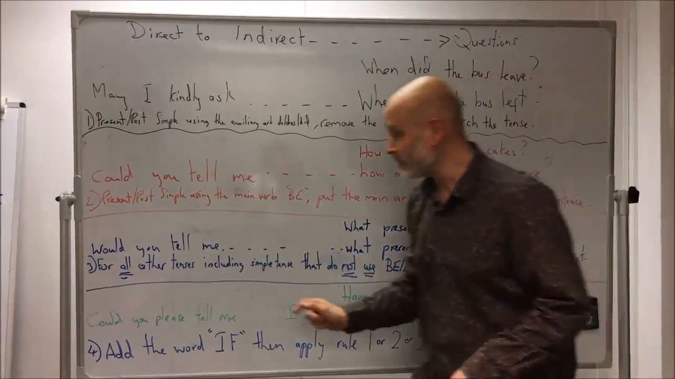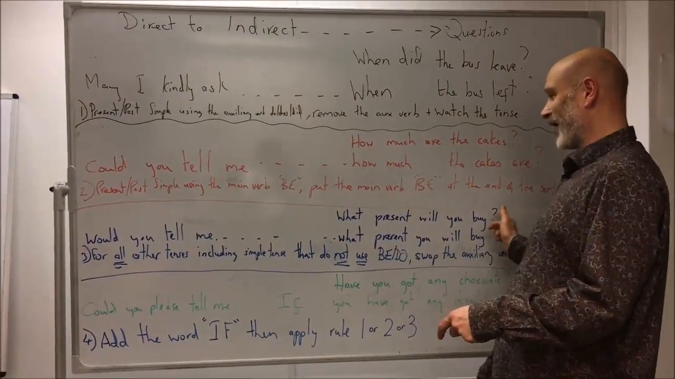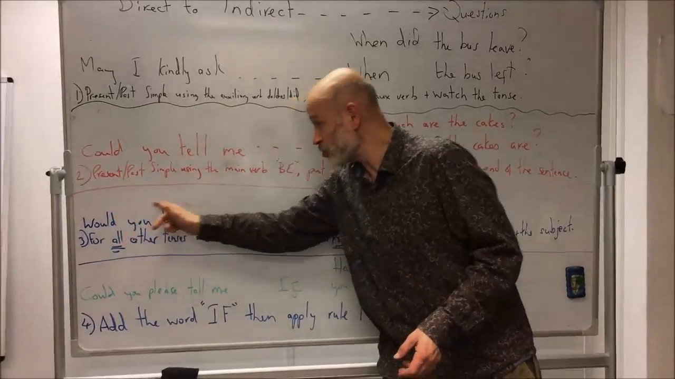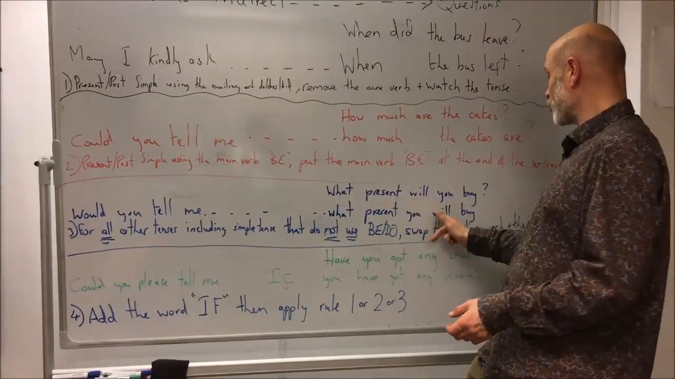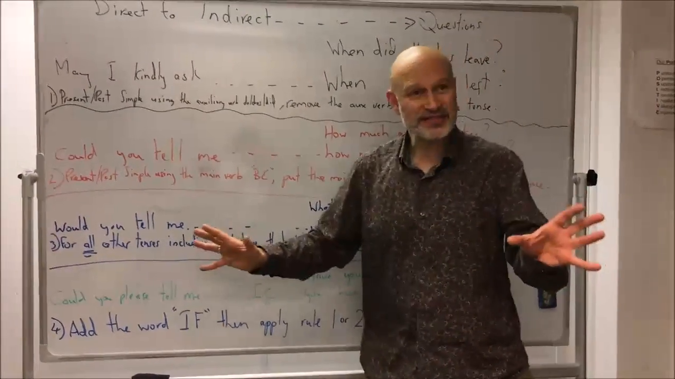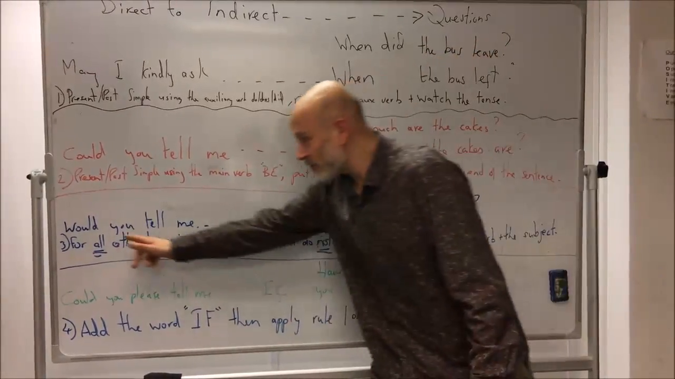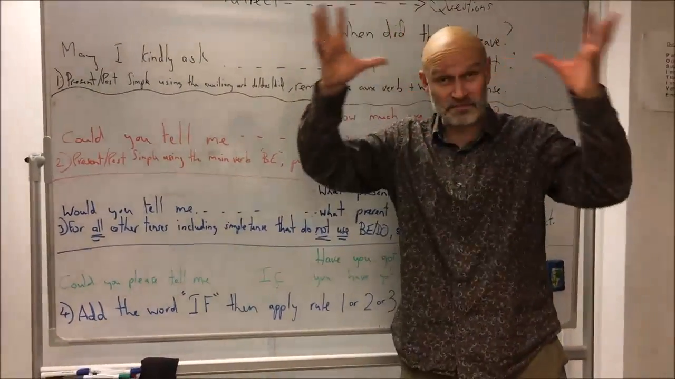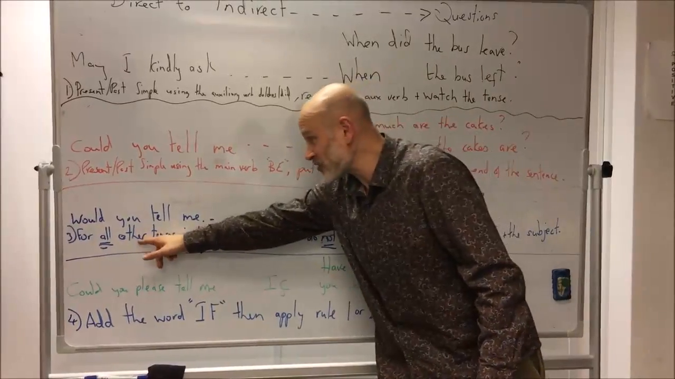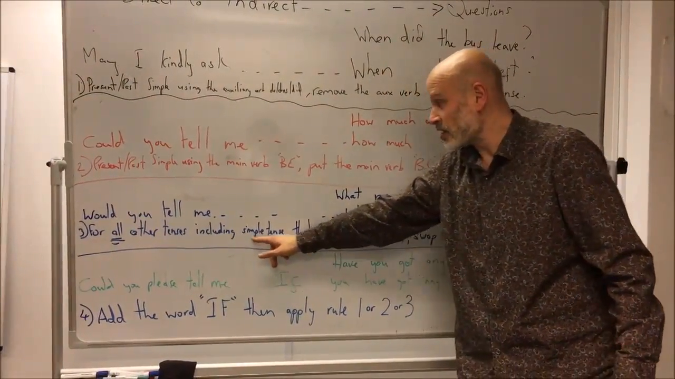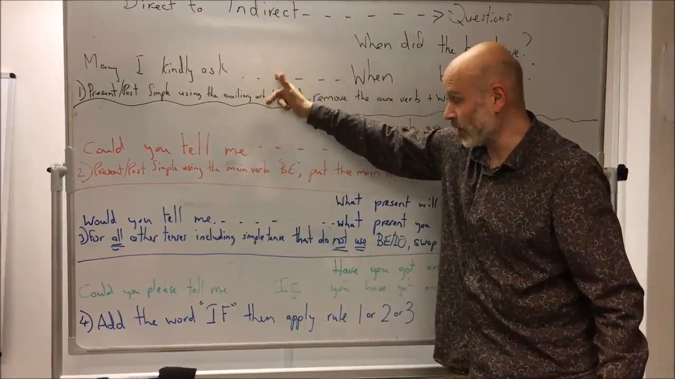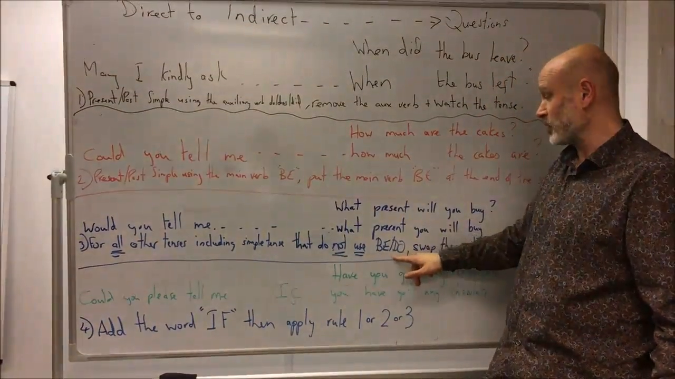Rule number three. What present will you buy? Indirect. Would you tell me what present you will buy? This is the new bit of information. For all other tenses, so this is a big one, but those other tenses also include the simple tenses, like these ones, where we don't use be or do.